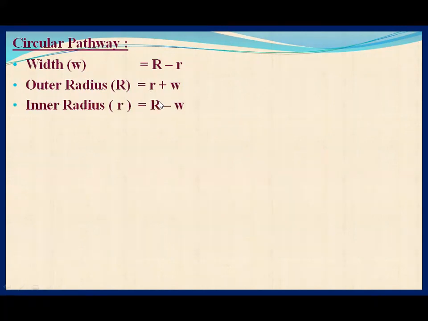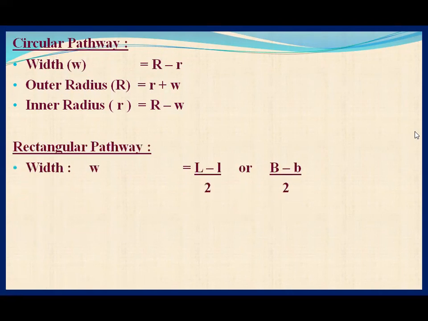To know more formulas for circular path, as we know the width is given. If the width is given and you want to find the outer radius, you have to add the width to the inner radius. And if the outer radius is given and you are asked to find the inner radius, you have to just subtract the width. When we take a rectangular pathway, we know that the width is (outer length minus inner length) by 2 or (outer breadth minus inner breadth) by 2. Similarly, if you want to find the outer length, you have to add twice the width to the smaller length.